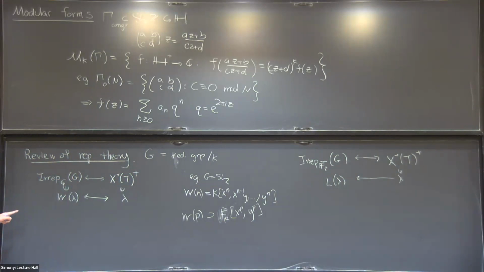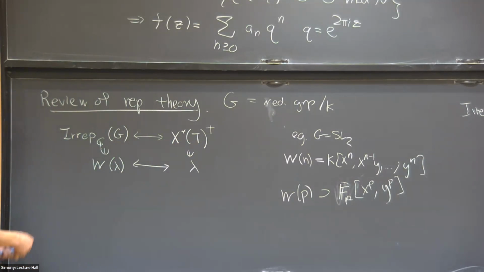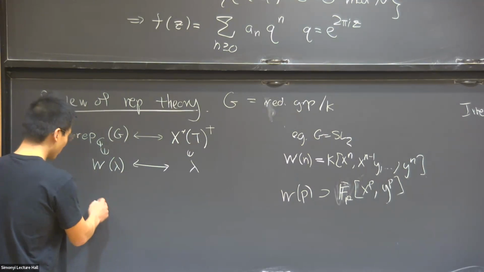Okay, so one way to visualize what these representations look like is to write down their characters. That's something we learned in finite group theory. For a reductive group, that means we would look at the restriction to the torus, T, and that would be captured by some sum of weight spaces. And for SL2, the picture will look like this.